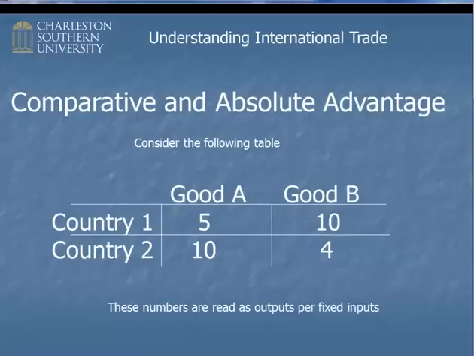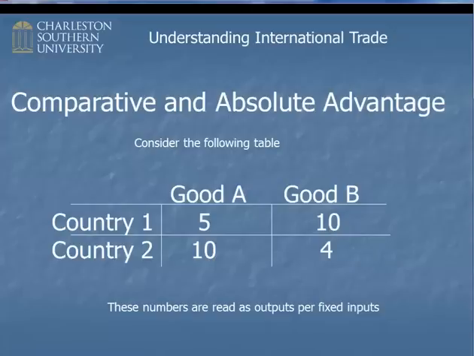Country 1 has a comparative advantage in good B because think about what they have to give up to get a good B. They have to give up 1/2 of good A. Since 1 unit of good A could make 2 units of good B, to get an extra good B they have to give up 1/2 unit of good A. So the opportunity cost of good B in country 1 is 1/2 a unit of good A.